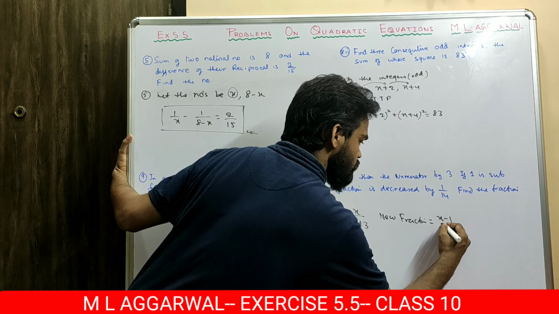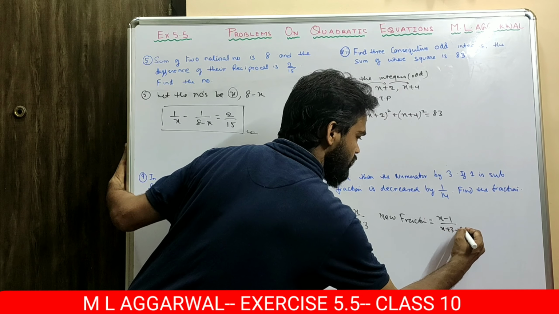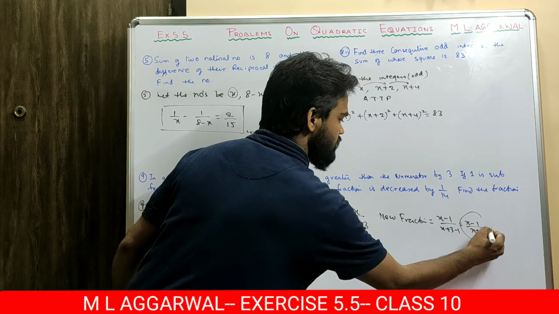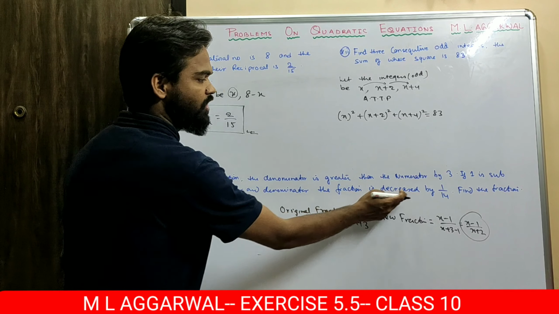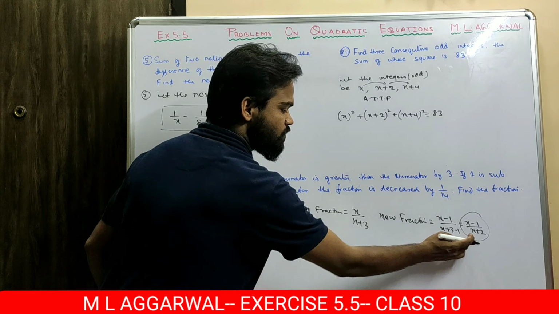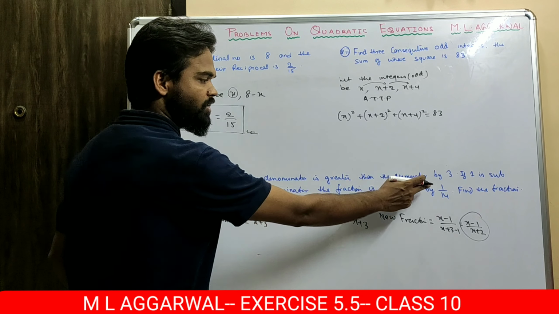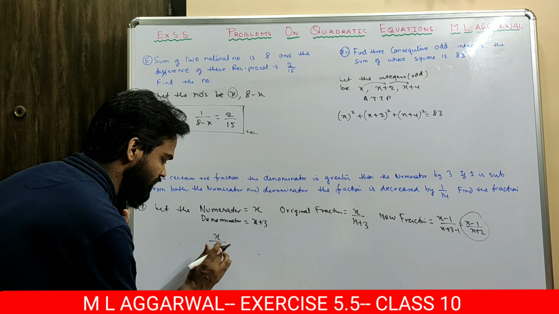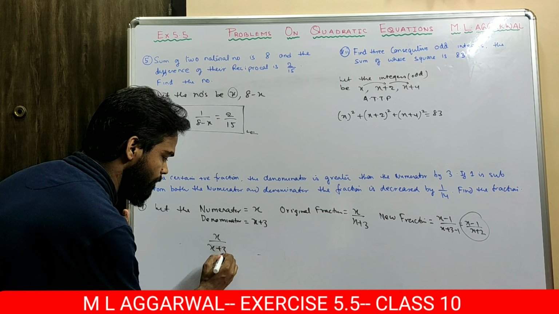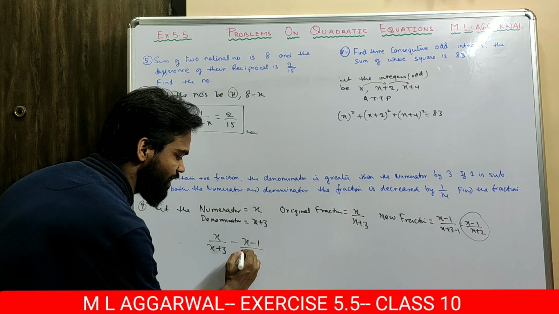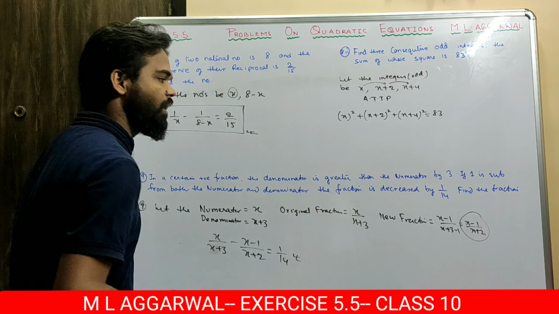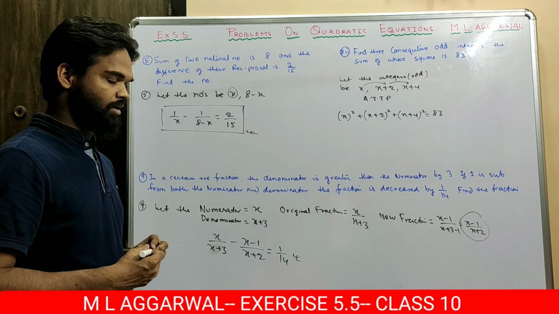So x minus 1 and x plus 3 minus 1, which is x minus 1 by x plus 2. Now the fraction is decreased by 1 by 40, which means this is smaller than this. By how much? 1 by 40. So I can say your original fraction minus your new fraction gives you 1 by 40. So that's my equation. Clear?